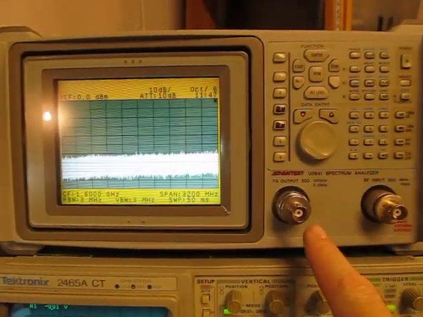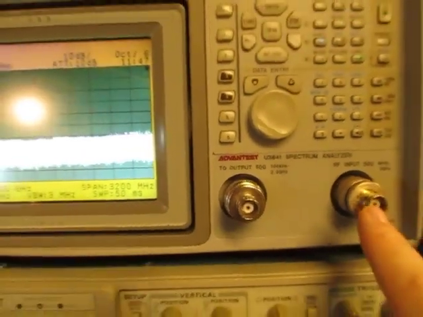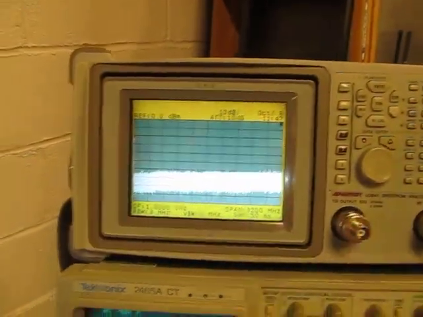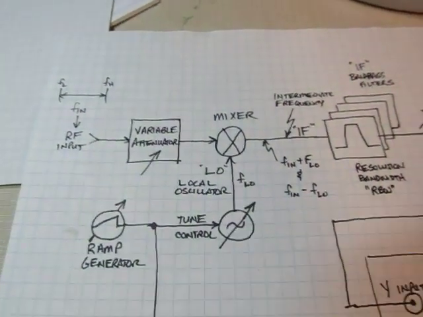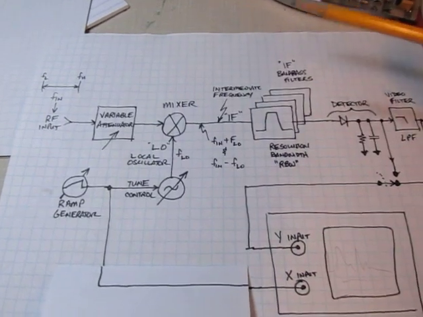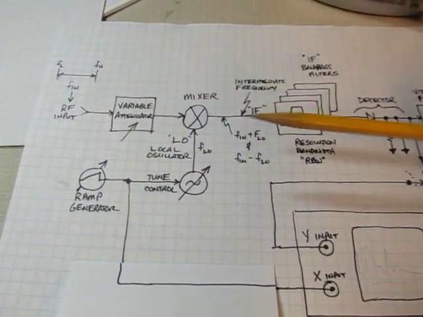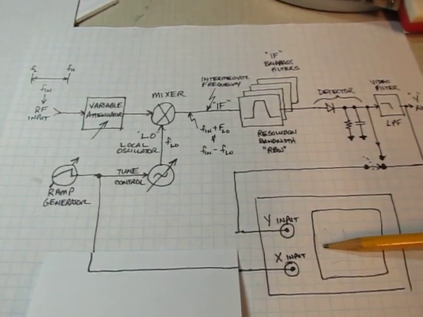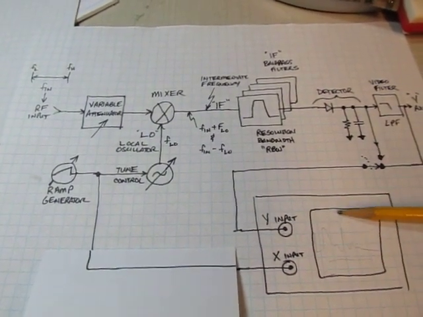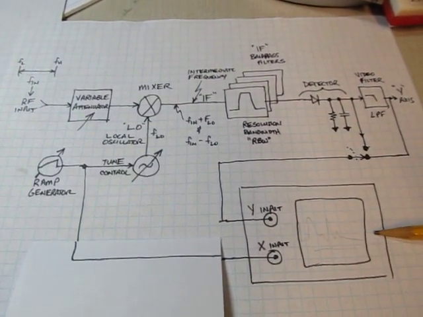Before we talk about the tracking generator itself, a quick review of how a swept spectrum analyzer works. You may have seen the video I did that used this block diagram of a spectrum analyzer, where you've got an RF input, and the purpose of the analyzer is to measure amplitude versus frequency. Amplitude is on the y-axis, frequency on the x-axis.